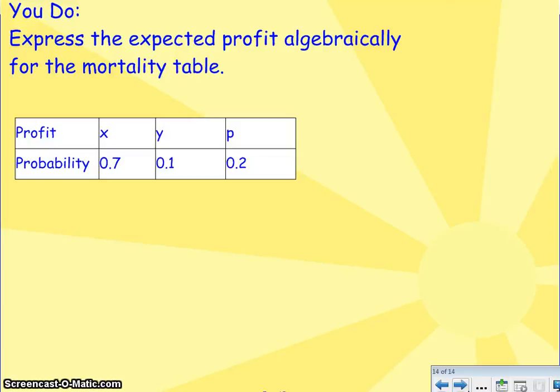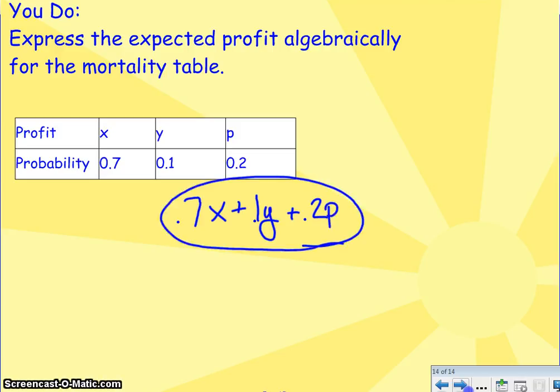Okay, it says express the expected profit algebraically for the mortality table. So it's quite simple. It's x times 0.7 plus 0.1 times y plus 0.2 times p. And that's exactly what we were doing prior. So if we had the x, y, and p to plug in, we could do that, and we would find exactly what the profit would be on one policy.